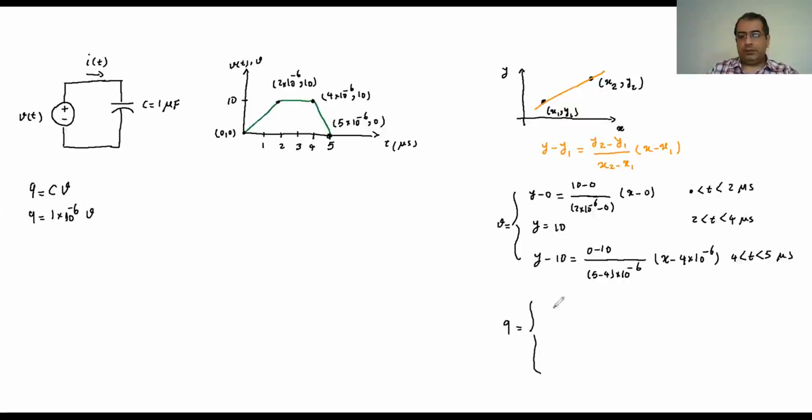So this one is going to be y equals 10 divided by 2 times 10 to the negative 6, times x, and then times 10 to the negative 6. So it's going to be the q.